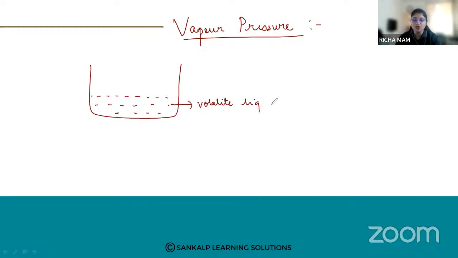Volatile liquids are those which easily change into vapors, so they are called volatile liquids. Now, the molecules present in the volatile liquid are present at the surface of the liquid. Its molecules are present at the surface. Now, what is vapor pressure?